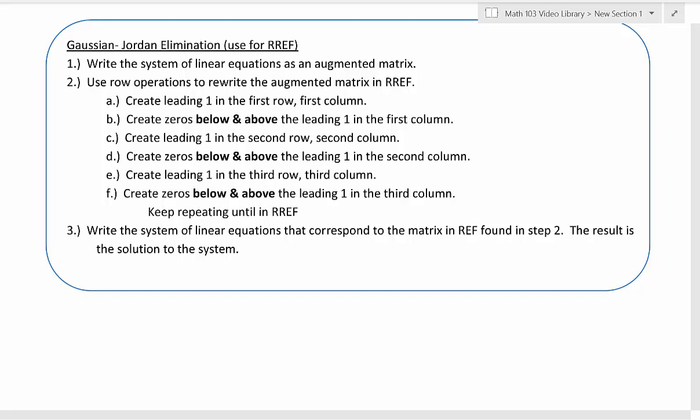Next, we'll create the leading one in the second row, second column, but now we need to create zeros both above and below the leading one in the second column. We'll create the leading one, third row, third column, and create zeros above and below the leading one. And we'll keep doing that until our matrix is in reduced row echelon form. We'll write the system of linear equations that corresponds to the matrix in reduced row echelon form, and the result will be the solution to the system.